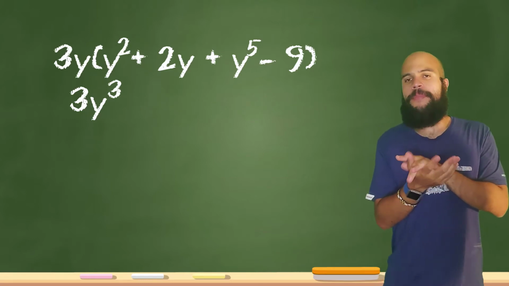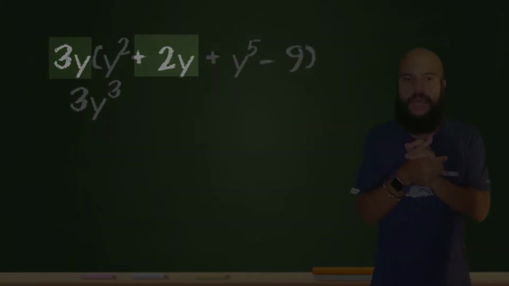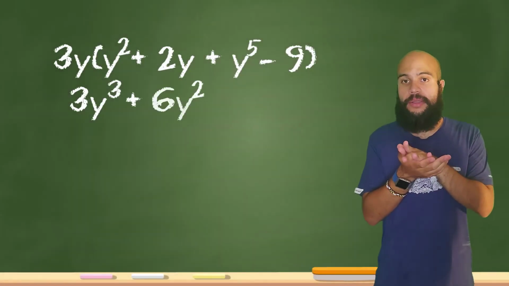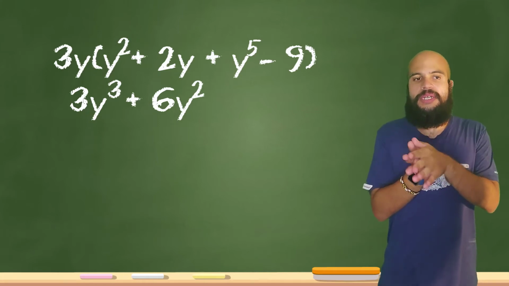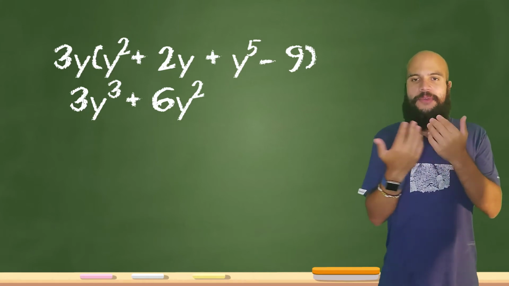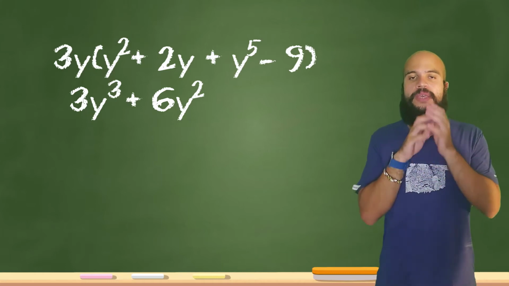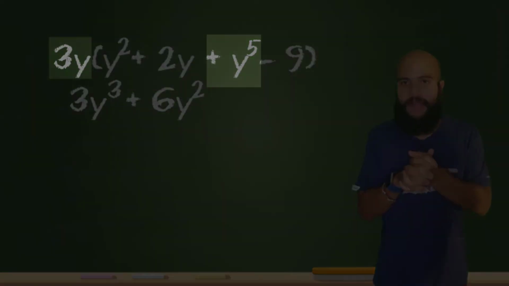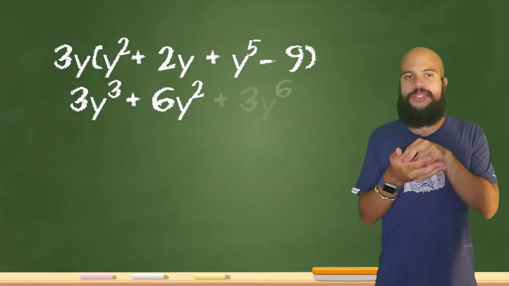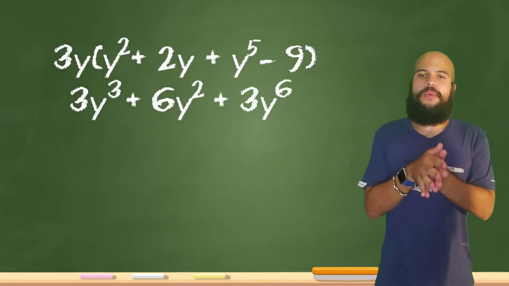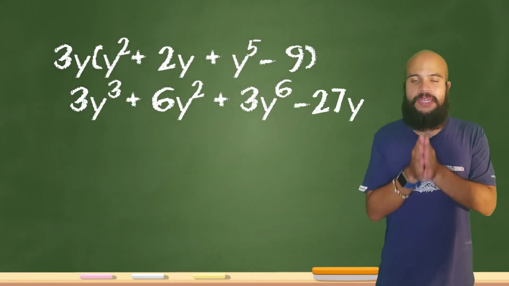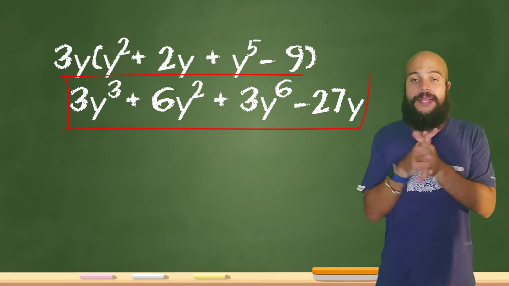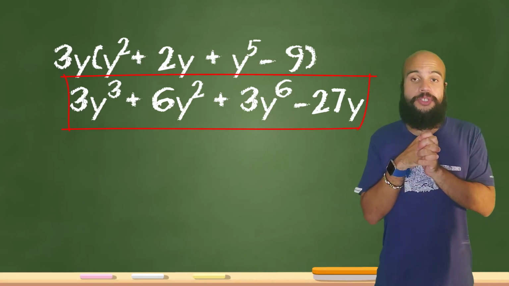A similar thing is going to happen when we distribute the 3y to 2y. 3y times 2y results in 6y squared. Remember, this basically means 3 times y times 2 times y, and you can multiply in any order. So that's what gets the 6y squared. 3y times y to the 5th power results in 3y to the 6th power. And 3y times negative 9 results in negative 27y. So we end up here with our expression following using the distributive property.